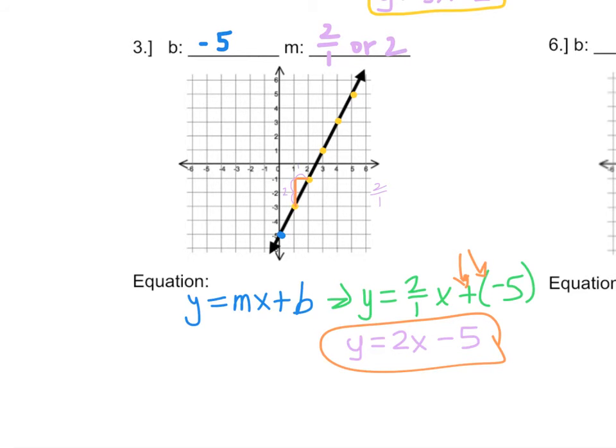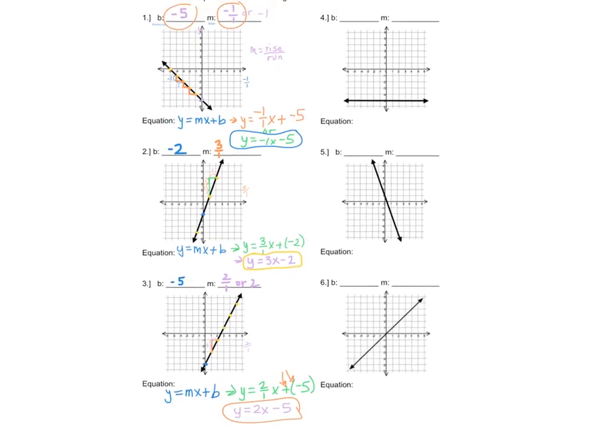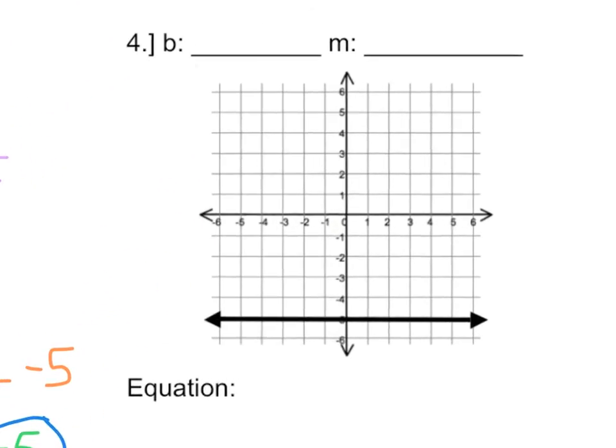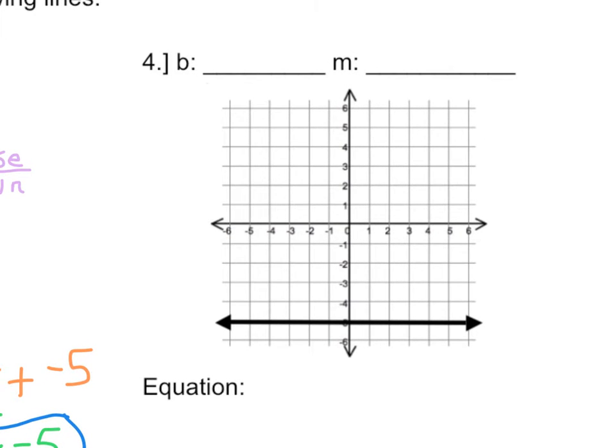Okay, let's go to 4. So top of the page. Hopefully you're getting the pattern here. Okay, this one I can tell right away, 0 slope, because it's a horizontal line, if you remembered that. But let's begin at the B. Let's find our B first. So it intersects right here, right there. And that is a -5. Intersects at -5.